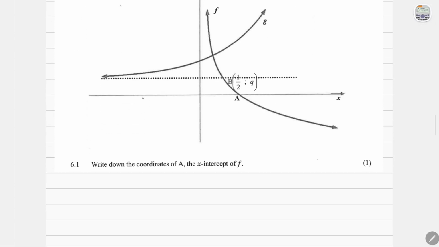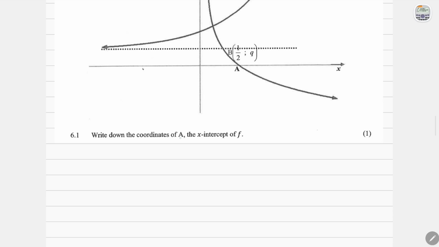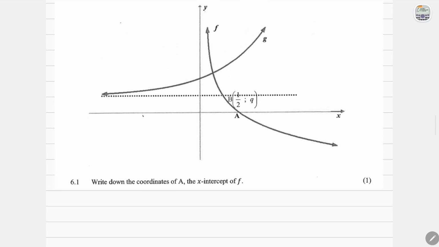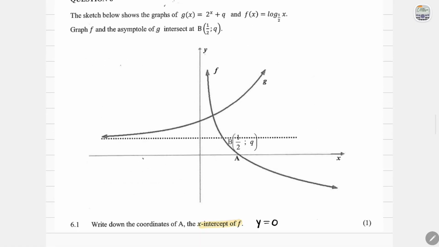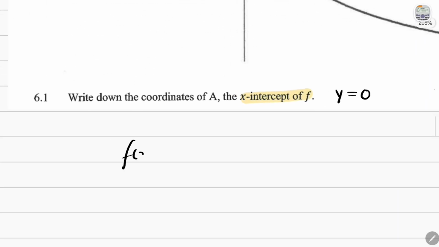The first question is to write down the coordinates of A, the x-intercept of f. So use it as what they said it is. It's the x-intercept. It's the point where y is equal to 0 on f. So the equation of f is the log graph. So we're just going to say f of x is equal to log of x to the base of a half.